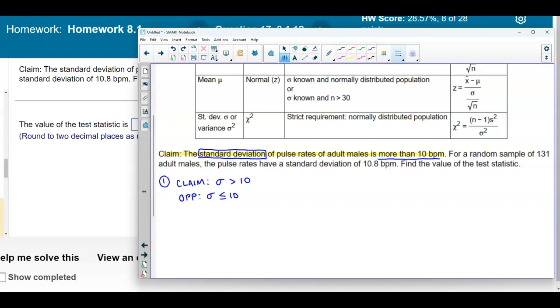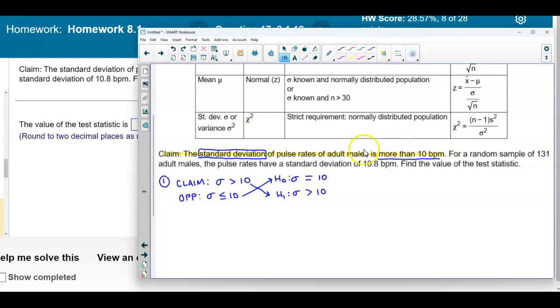So what that's going to tell us is the null and the alternative hypothesis. Now remember, the null hypothesis is always going to have the equality sign, so the opposite is what's going to be applied to the null. So we would say that the null is that the standard deviation is equal to 10, and therefore the claim is going to go with the alternative hypothesis. So we would say that the population standard deviation is greater than 10.